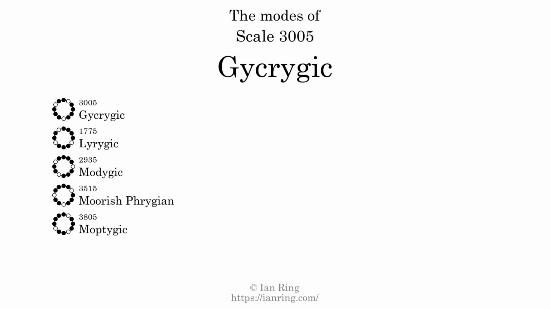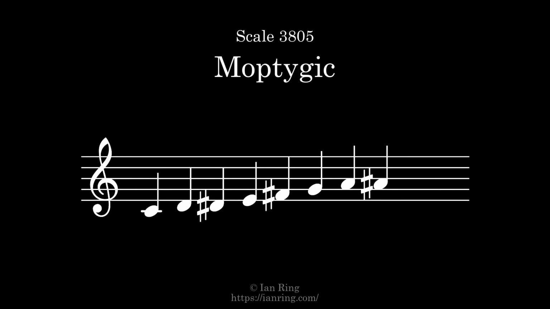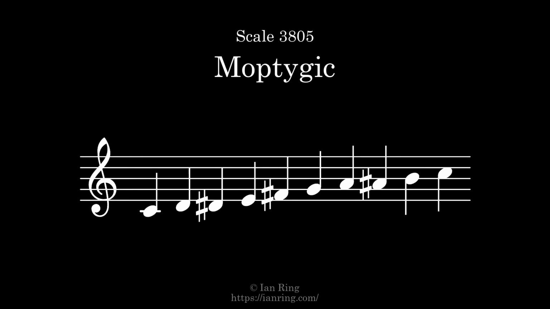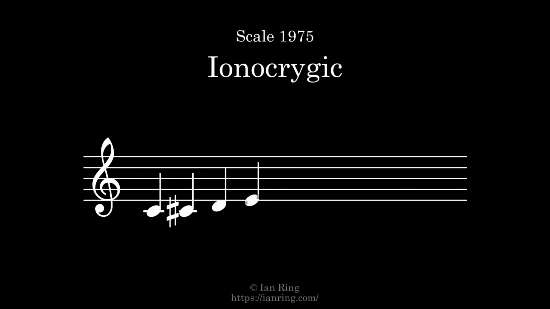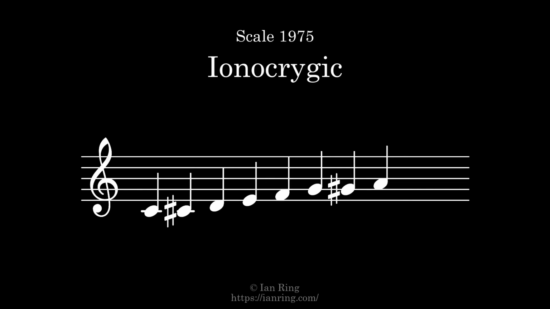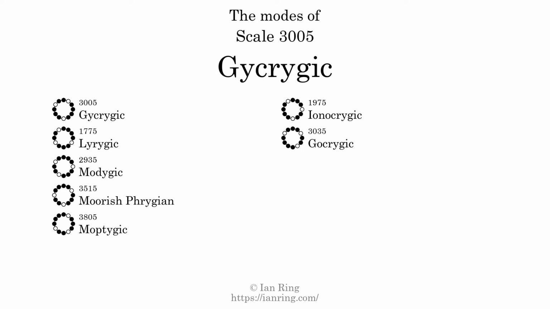The fifth mode is scale 3805, also known as Moptagic. It sounds like this. The sixth mode is scale 1975, also known as Gycrygic. It sounds like this. The seventh mode is scale 3035, also known as Gycrygic. It sounds like this.